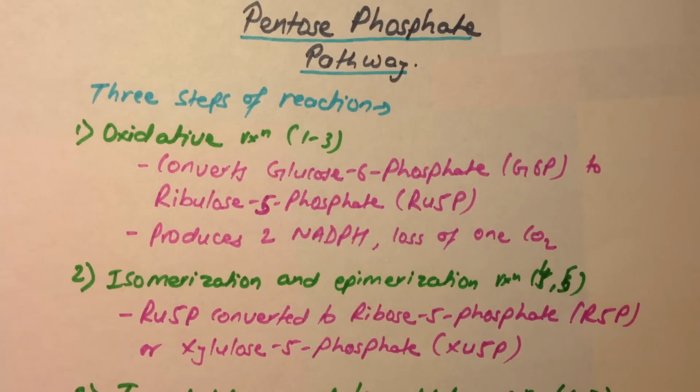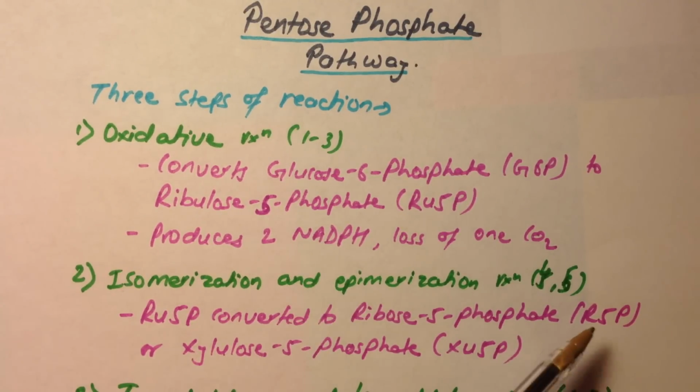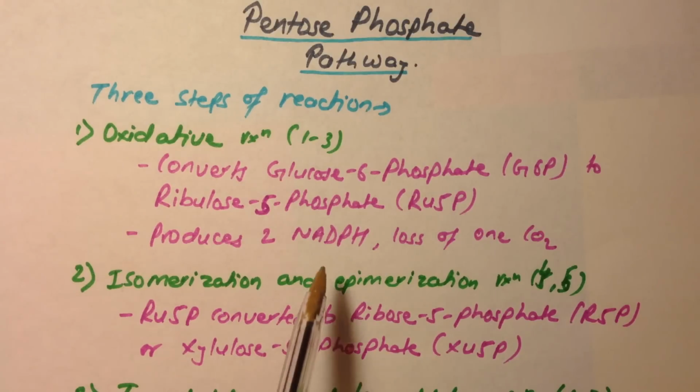Hi guys, in this video we're going to be talking about the pentose phosphate pathway and the reactions in the pathway. Now let's first talk about what the pentose phosphate pathway does. The main purpose of the pentose phosphate pathway is to produce NADPH and ribose 5-phosphate.